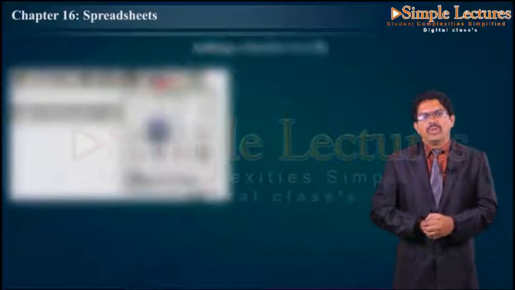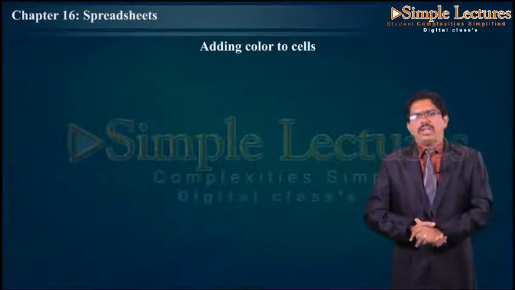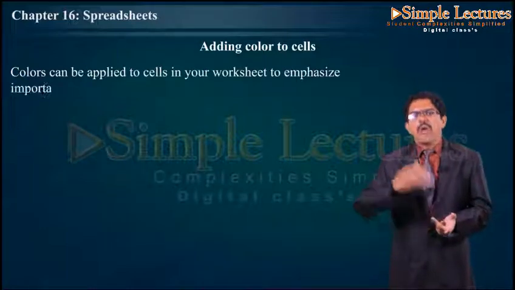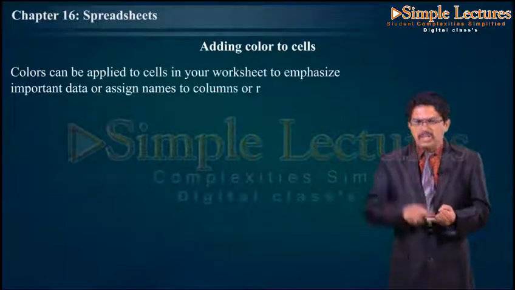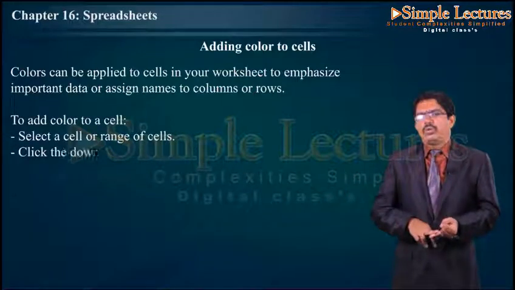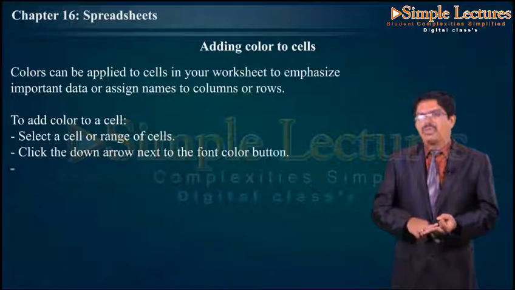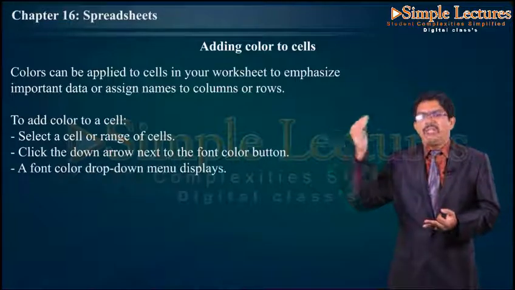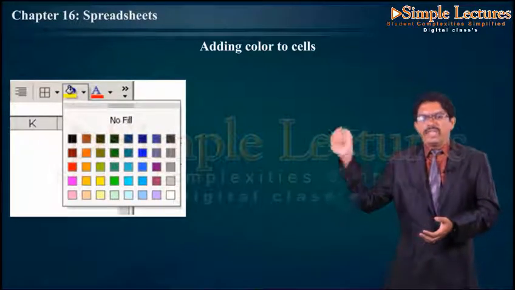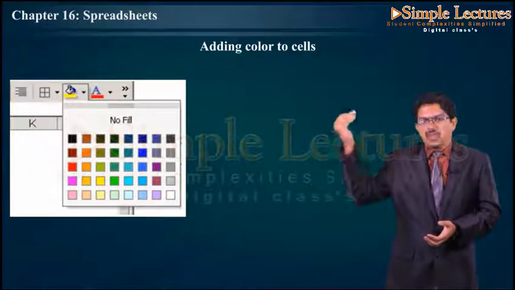Adding colors to a cell. Colors can be applied to a cell in a worksheet. To add a color, select a cell or range of cells. Click the drop down menu. A font color menu appears so that the text color can be changed. So, this is the window, many colors will be present. We can select any one color and the corresponding font will be changed.